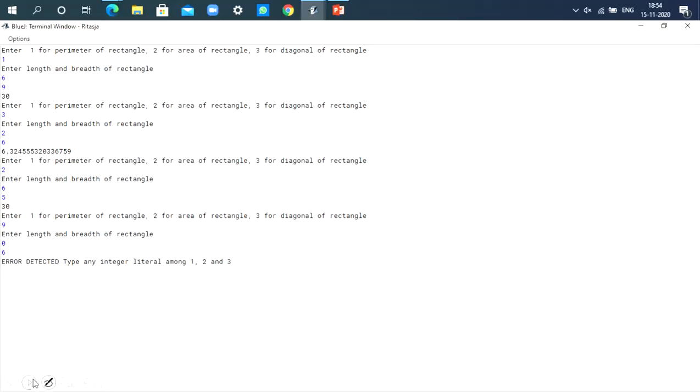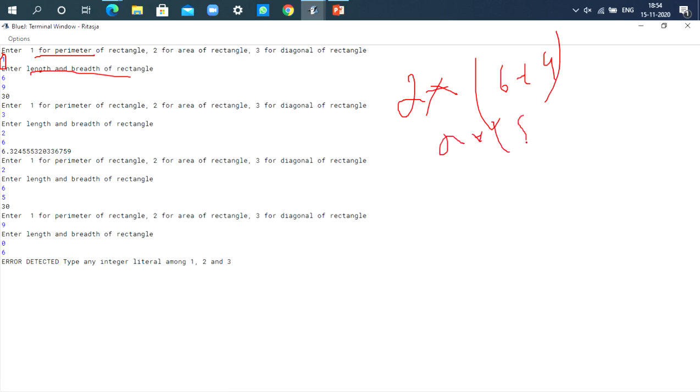Okay, I have run the output. For example, enter 1 for perimeter. I entered 1. It asked us to enter the length and breadth. I entered 6 and 9. So 2 into 6 plus 9. What is 6 plus 9? 15. So 2 into 15, which is 30. Okay, so this case is over.